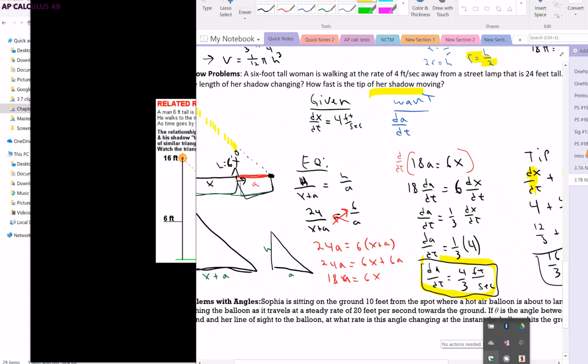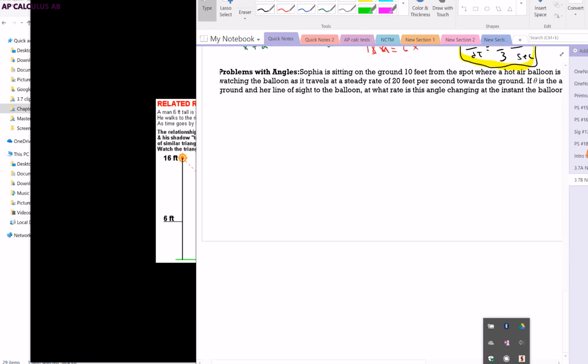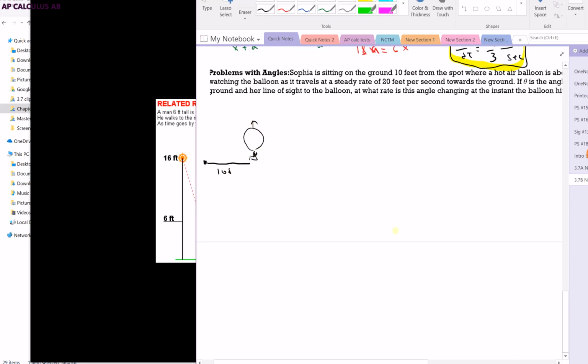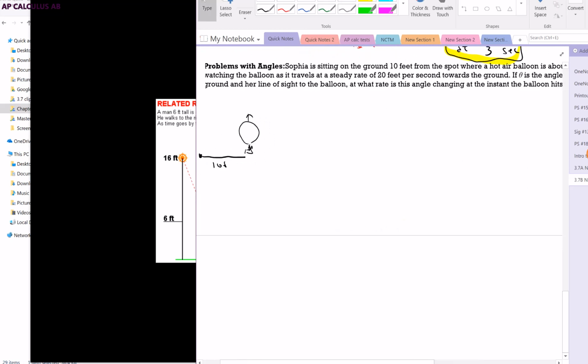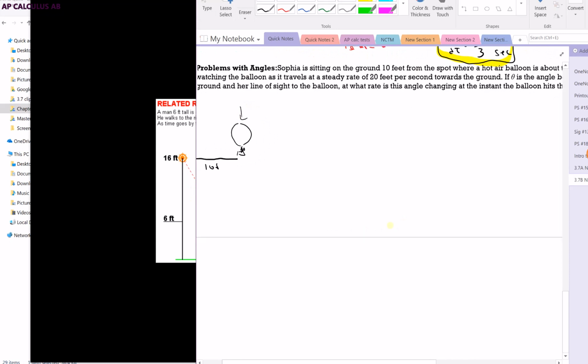All right, let's finish this off. One last problem, problems with angles. So Sophia is sitting on the ground, right? We're seeing some person on the ground, 10 feet from the spot where a hot air balloon is taking off. So there's 10 feet, and then there's a hot air balloon here. It's going up because it's taking off. Oh, sorry, it's about to land. Read the problem. It's going to land, so it's going down because it's landing.